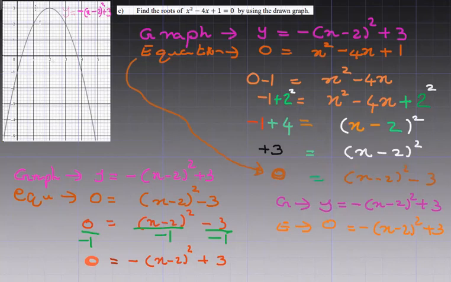So there are 2 points on this graph where the y value is 0. What are those 2 points? Let's mark them. This blue point and this green point. So what's the blue point's x value? That is 0.2. And there's another point where the y value is 0. That is the green point. So at the green point, what's the x value? It is 3.8. So now what have we done? We have found the roots of x squared minus 4x plus 1 equals 0. I hope it makes sense.